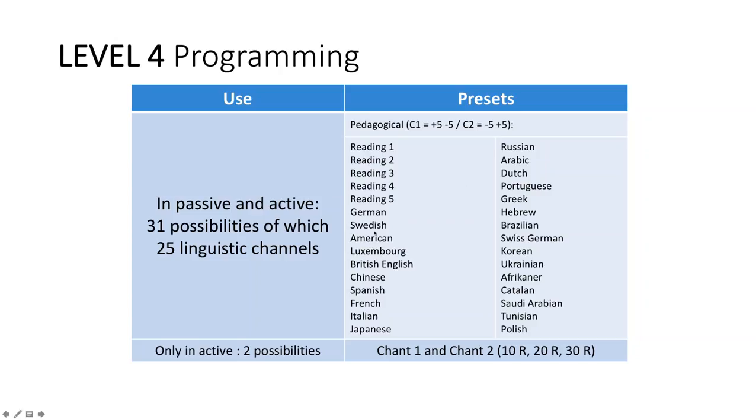So when you select, for example, British English on your TalkSup, you automatically have the settings of delay and precession and the gating, the channels, which are the ones of British English. If you select Spanish, you will see that the channels will change and that the delay and precession also change. For active, there are also always two possibilities, Chen 1 and Chen 2, like in the other levels. So here what changes is that you get all the linguistic settings when you have the level 4 TalkSup.